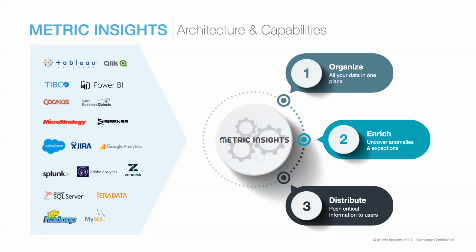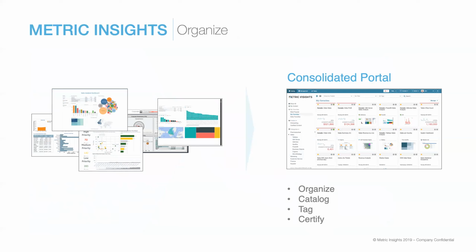So this morning, we're going to run through a demo of those 3 areas, and Louis is going to take us through the details of what that actually means in the product. The first part we're going to look at is the organization part. And we address this through the concept of what we call a consolidated portal, which allows customers to organize all that content that they have within the organization. You'll see they're able to categorize it and catalog it, do things like tag that content and certify it to provide users with one place to go to search and find information that is relevant to them.